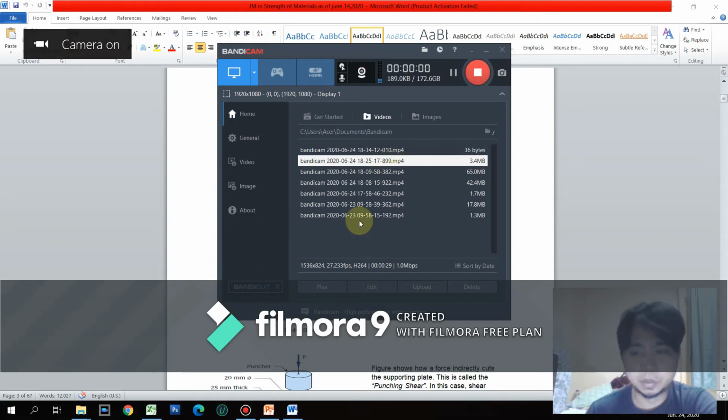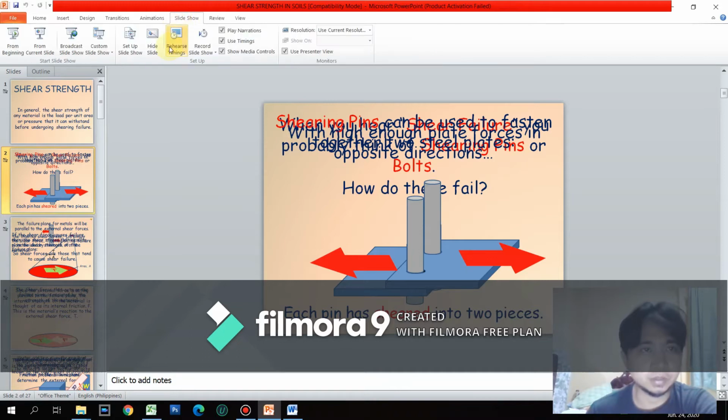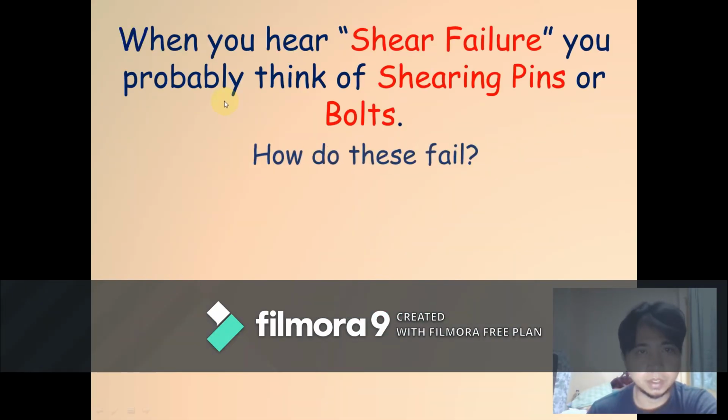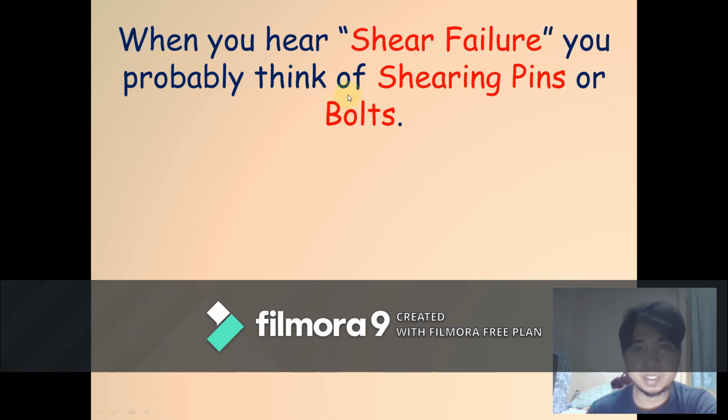So let us now proceed to the topic shear stress. Let me demonstrate that by the slideshow regarding shear stress. Okay, when you hear shear failure, you probably think of shearing pins or bolts.